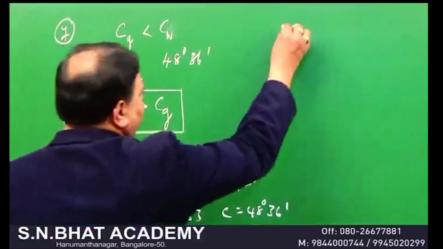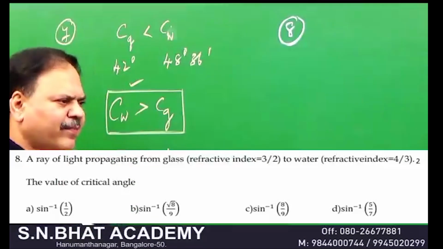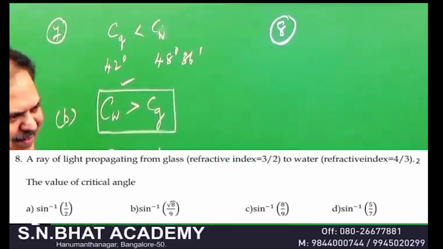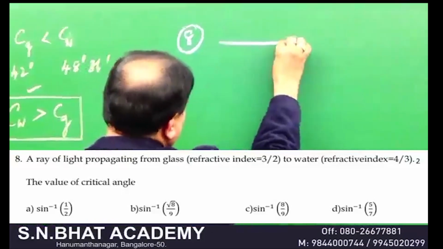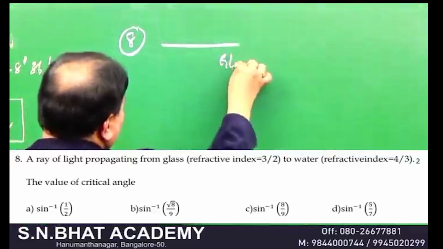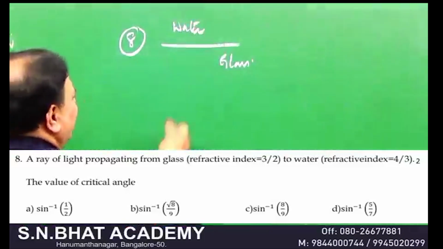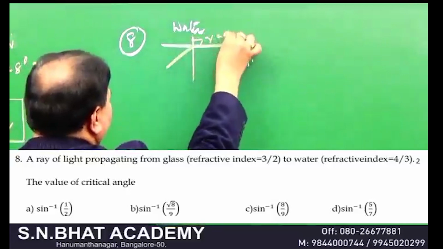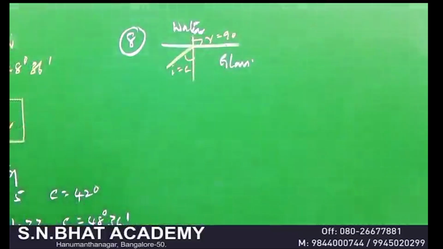Now you come to question number 8. A ray of light propagating from glass to water. Then the value of the critical angle is, light is passing from glass to water. See, glass is a denser medium, water is a rarer medium. Light is passing from glass to water. Look at how simple this question is. He is asking to calculate the critical angle.